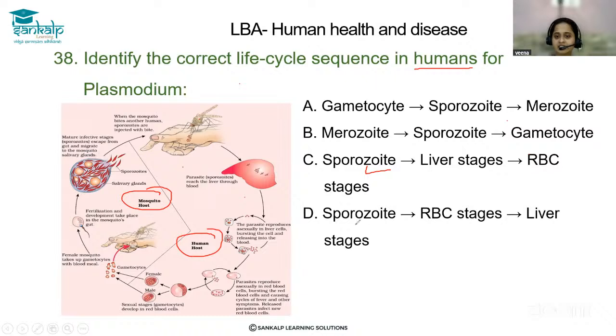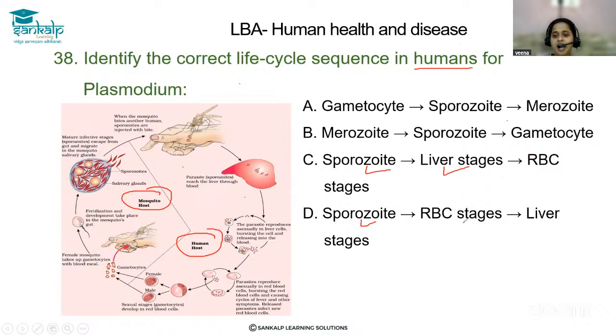So the other two are not containing it. Option A is also not containing sporozoite first, B also not containing, but D is containing. So let me take both the options. Sporozoite. After sporozoite, it is going to affect the liver cells, right? In the liver cells, it will multiply and become merozoites, right?